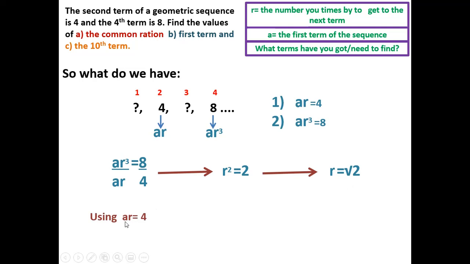So, using AR equals 4, that means A times the square root of 2 equals 4. So, that means by dividing both sides by the square root of 2, i-divide natin both sides by square root of 2 para makuha natin yung A. The same is true with 4 divided by square root of 2. So, by simplifying now, A is equal to 2 times the square root of 2.